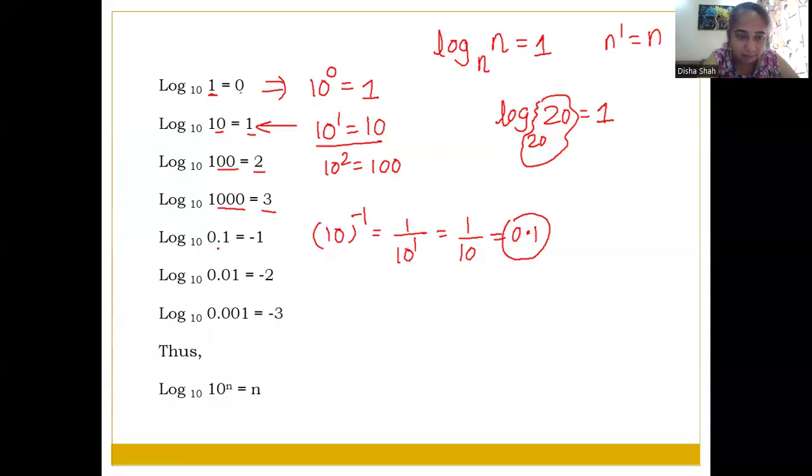Once again, see the pattern. If it is 0.1, answer is -1. If it is 0.01, answer is -2. So if there is one digit after the point then -1. If there are two digits after the point then -2. If there are three digits, then -3. In short, we can say that the log of 10 raised to n with the base of 10, the answer is always n. Okay.